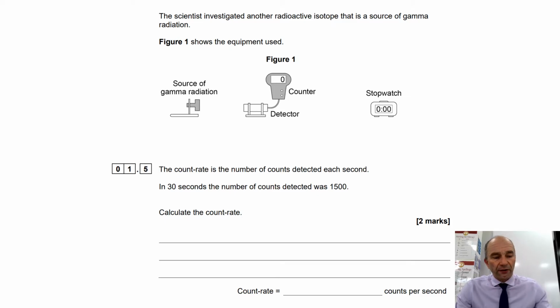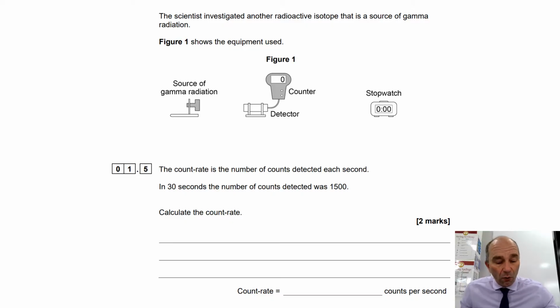Now, the scientist investigated another radioactive isotope that was a source of gamma radiation, and we've got a diagram of the equipment used. Now, the count rate is a number of counts detected each second. In 30 seconds, the number of counts detected was 1,500. We need to calculate the count rate.